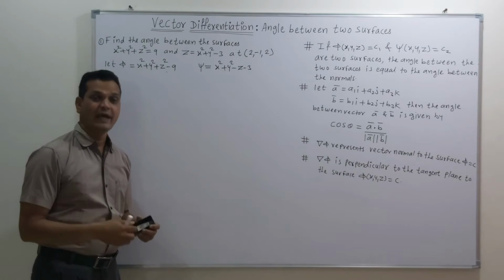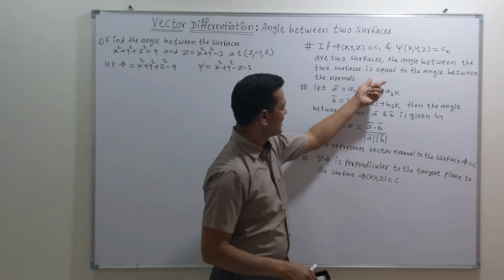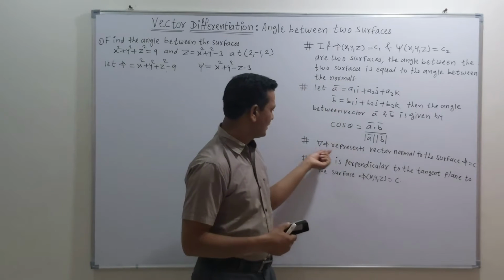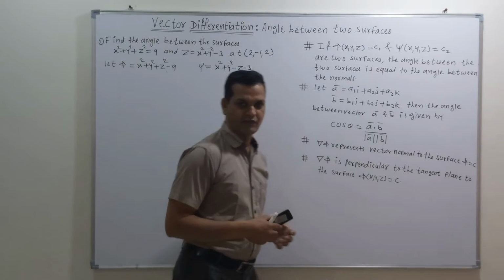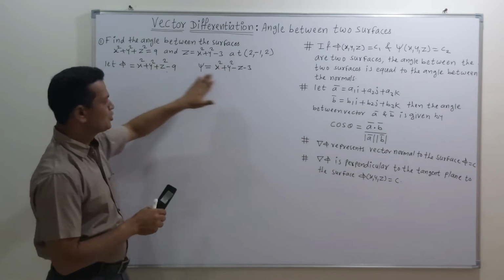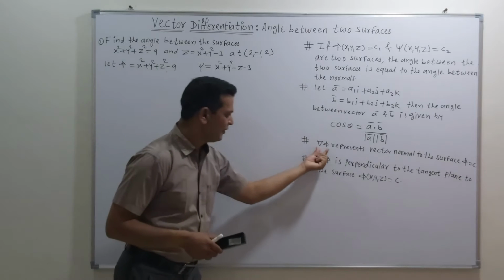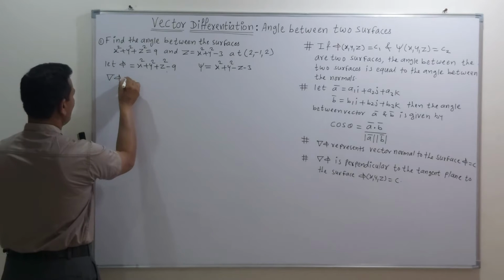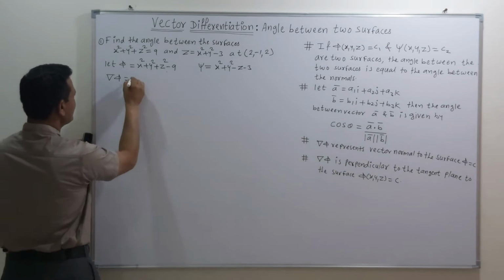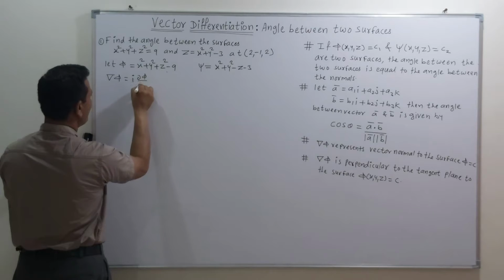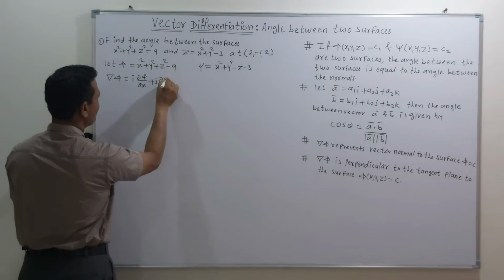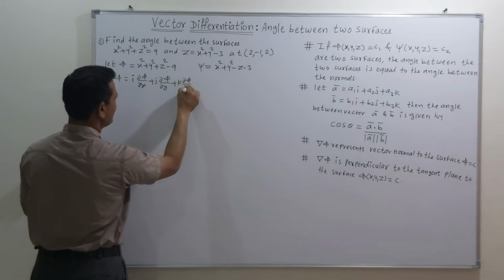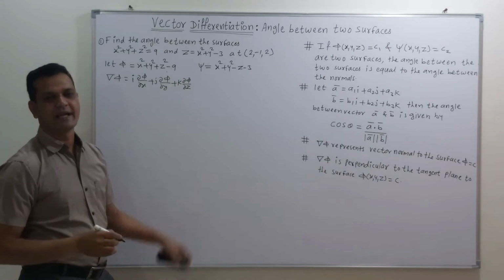Now our aim is to find the angle between these two surfaces, and this represents the angle between the normals. Again the question is how to find the normal. Del phi represents the normal to the surface. So to find the angle between these two surfaces, first find the value of del phi. The definition of del phi is i times the partial derivative of phi with respect to x plus j times the partial derivative of phi with respect to y plus k times the partial derivative of phi with respect to z. This is the definition of the gradient of phi.